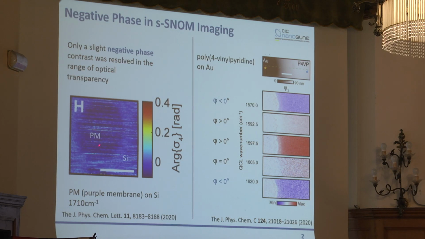And here, for example, you have a purple membrane on a silicon substrate, and you can see that this is darker compared to the silicon substrate, so this means we have a lower phase, so basically a negative phase compared to our substrate. And this is a second example here, some phase images for different wavelengths, and you can see that the material is absorbing, but then you go here, and again you see that the phase is lower compared to the gold substrate, so also here you have a negative phase. So this is really an effect which is observed quite often, and the question is why? Where does it come from?